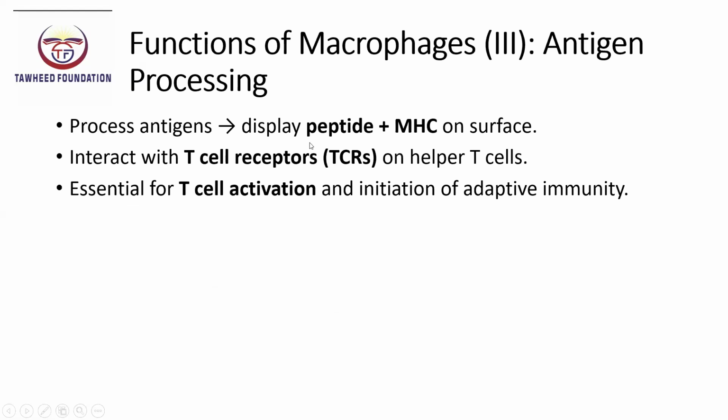Next is function of macrophages 3, that is antigen processing. Macrophages process antigens and display them with MHC molecules to helper T cells. This interaction is essential for T cell activation, bridging innate and adaptive immunity. By presenting antigen, macrophages initiate antigen-specific responses and support immune memory formation.